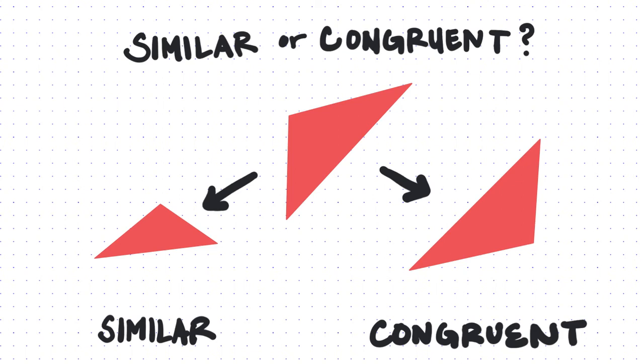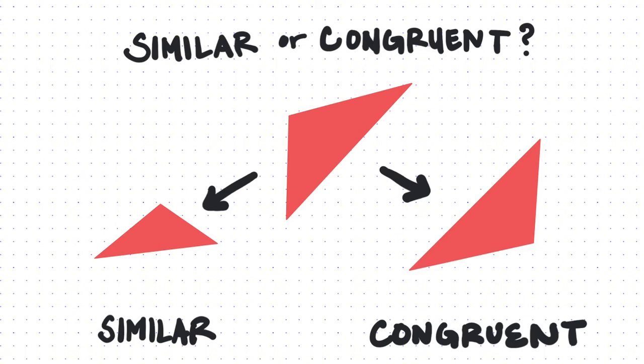Today I'm going to be going over congruent triangles. How are they connected to similar triangles? And at the end of the day, how do we prove things are congruent beyond just looking at them? Let's go ahead and get started.